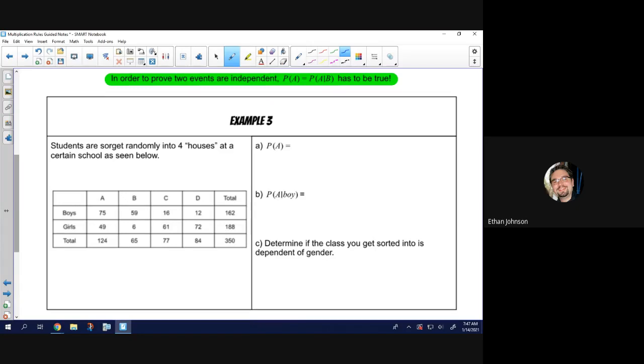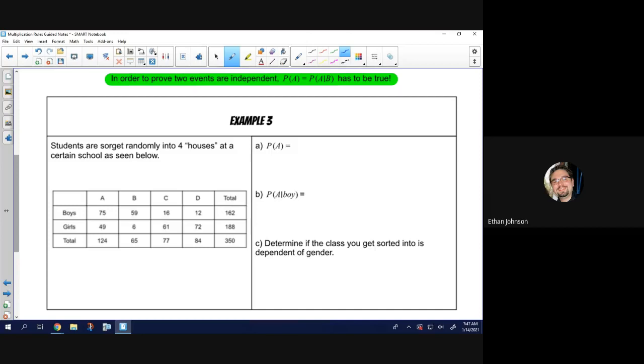According to example 3, students are sorted. Mr. Johnson needs to fix that typo. Are sorted randomly into 4 houses at a certain school seen below. So there are A, B, C, D, and we have total, boys, girls, total. This is called our contingency table. We're actually going to be making these in the second half.